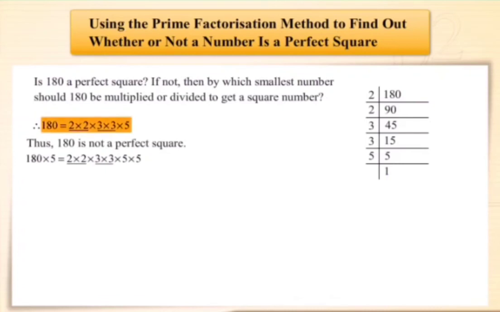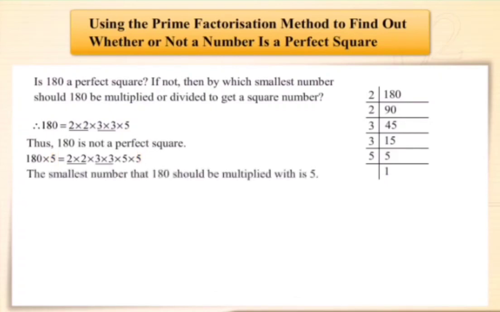To make 180 a perfect square, you need to multiply both sides by 5. Thus, 5 is the smallest number that 180 can be multiplied by to make it a perfect square. So, the perfect square number is 180 multiplied by 5, which is 900.